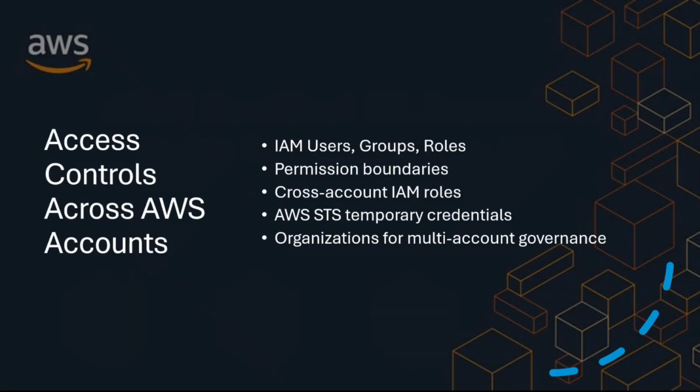A secure AWS environment begins with strong access control. You will work with IAM users for individual access, IAM groups to assign common permissions, IAM roles for applications, services, and cross-account access, and STS for short-lived temporary credentials. And for organizations using multiple AWS accounts, AWS Organizations provides centralized governance, making it easier to manage security boundaries, restrict services, and apply consistent policies. These are essential components of secure and scalable access management.